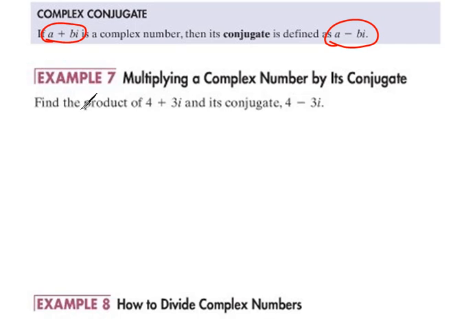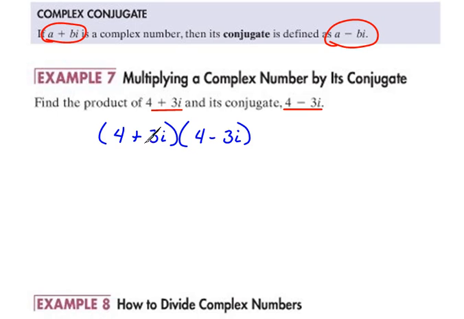Here we have a problem that says find the product of 4 plus 3i and its conjugate of 4 minus 3i. So these are conjugates of each other. Can you see that it is only the imaginary part that has changed signs? Okay, let's go ahead and do that multiplication. So 4 plus 3i and 4 minus 3i.